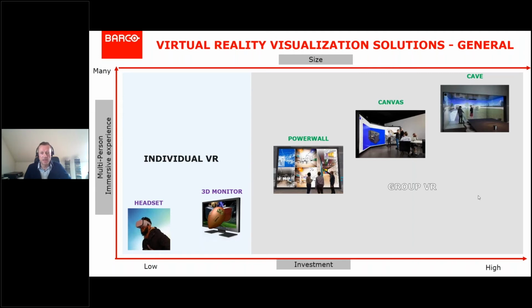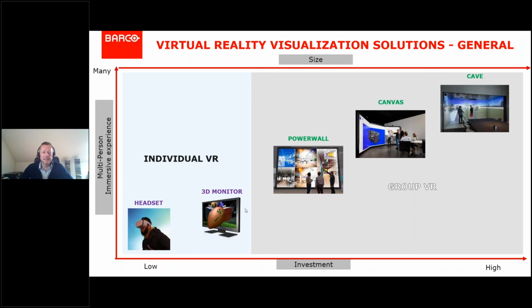They have been designed to bring a couple or a number of people together in front of a virtual environment, and to have a smoother interaction in terms of body language, in terms of seeing each other, in terms of collaboration. So we call this the group VR solutions. In terms of investment, at the bottom you see we go from the lower investment to the higher investment. But an important axis is also the left axis, where we define the multi-person, so the collaborative aspect, and the immersive experience.